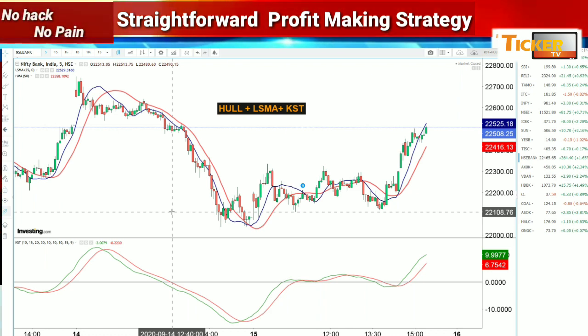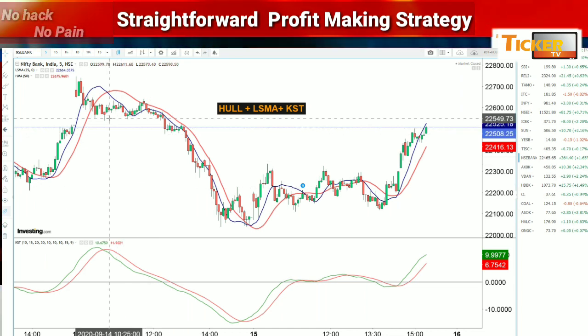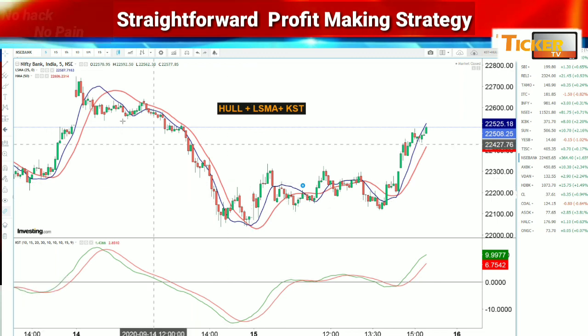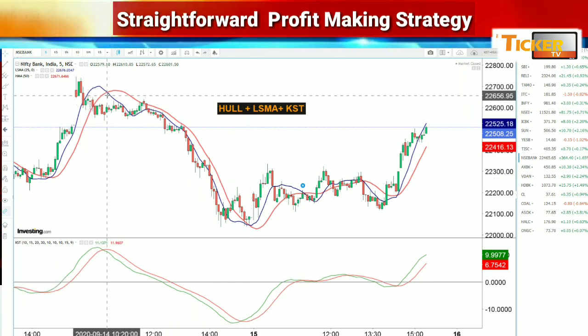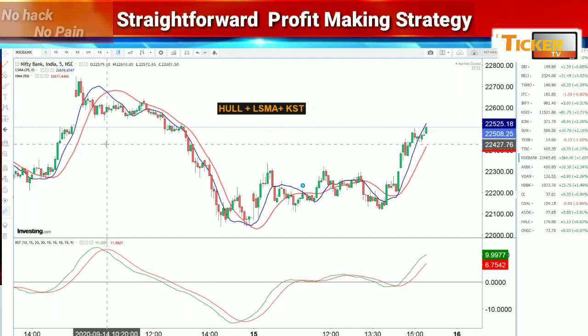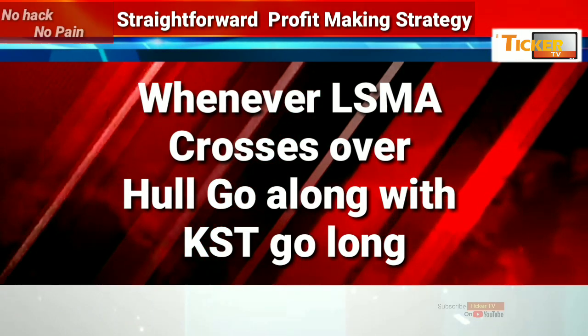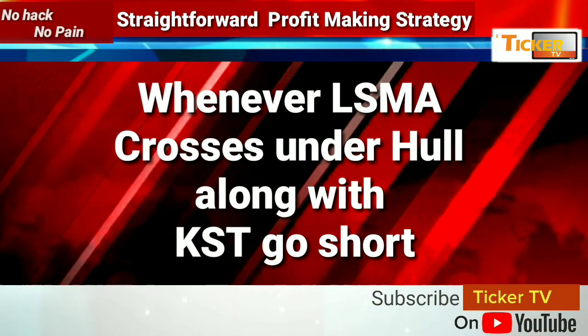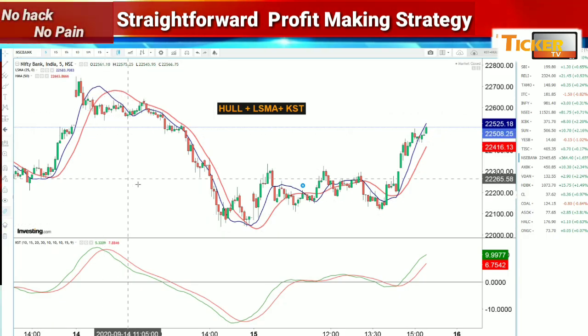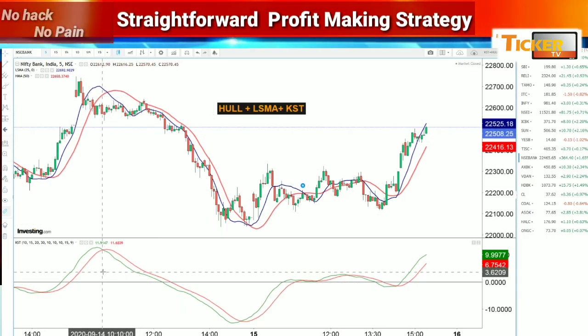Let's take the example of today's Bank Nifty. The strategy is quite simple. It simply says that when a crossover comes into the market on the upside, we have to create a buy position. When it comes on the downside, we have to take a sell position. When the crossover on the downside comes, we have to check whether the KST is also in a downtrend or not. If both crossovers match, we will take a sell position in this Bank Nifty.